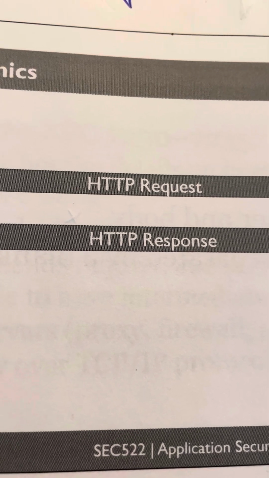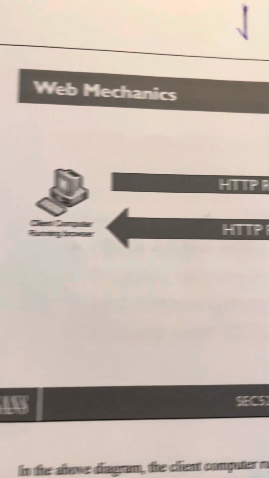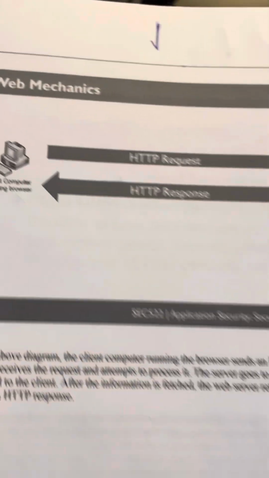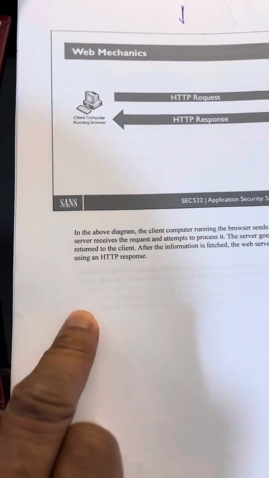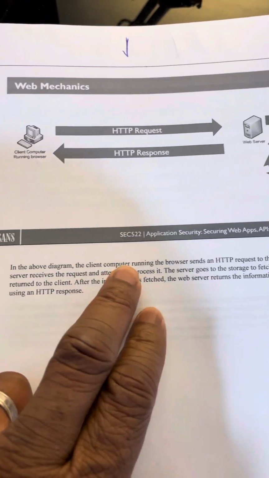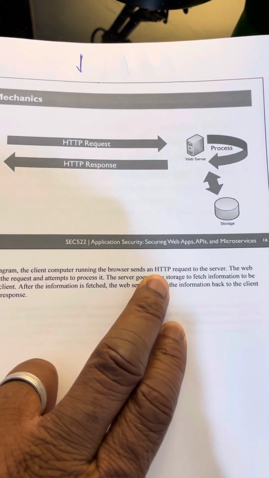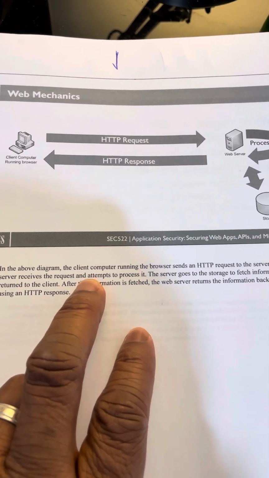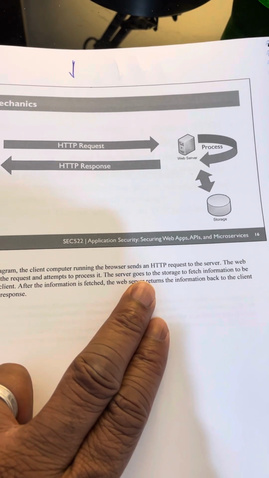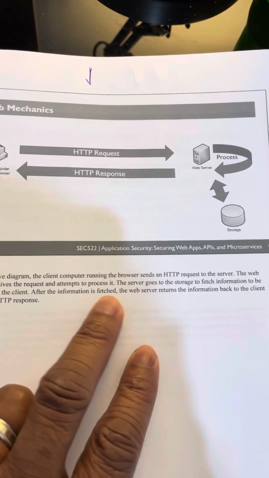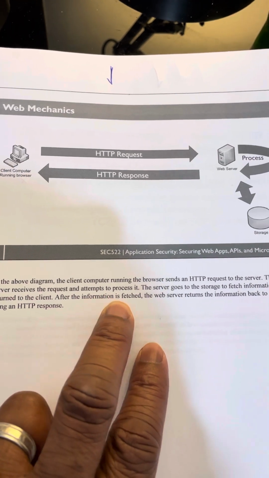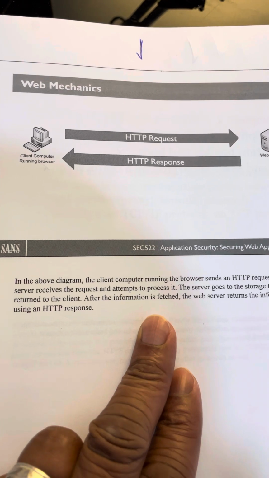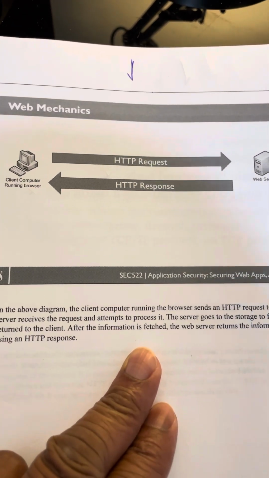This is port 80. HTTP is port 80. It's a response back to the client computer that is running that browser and making the request, right? I'll read the article. In the above diagram, the client computer running the browser sends an HTTP request to the server. The web server receives the request and attempts to process it. The server goes to the storage to fetch information to be returned to the client. After the information is fetched, the web server returns the information back to the client using an HTTP response.